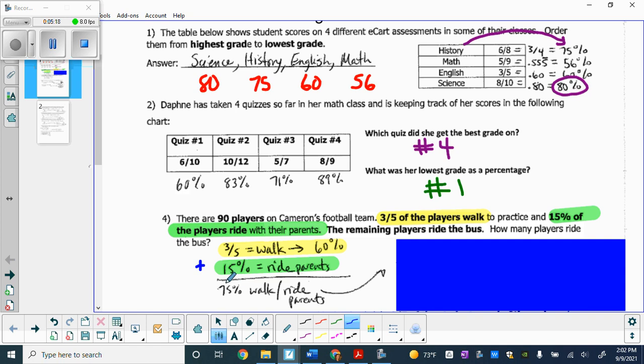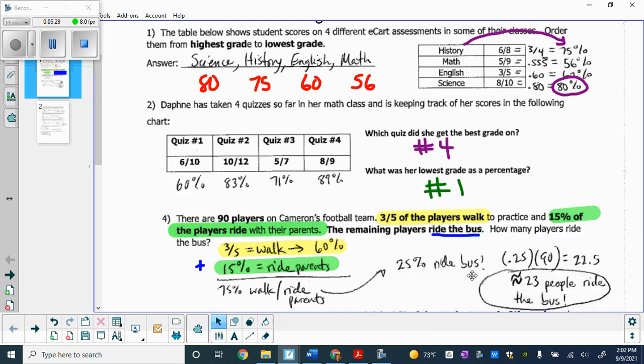So y'all, if 75% of the players walk or ride with their parents, what's the amount that's left over that ride the bus? That's going to be 25% ride the bus. So if 25% ride the bus, all we need to do is figure out, well, what is 25% of my 90 players? Now again, this is why you learned the skill of converting from a percent to a decimal, because this 25% as a decimal goes in as a 0.25, and we simply multiply it by the 90 people.